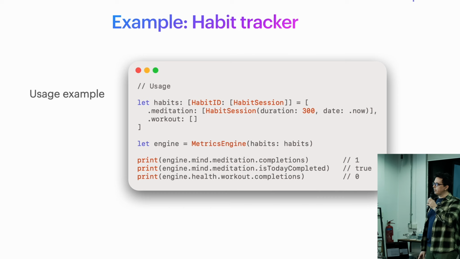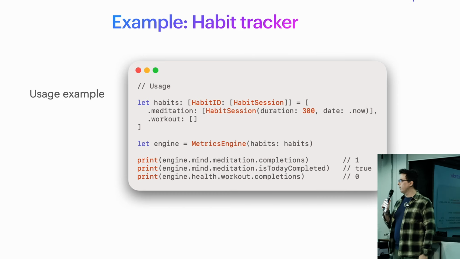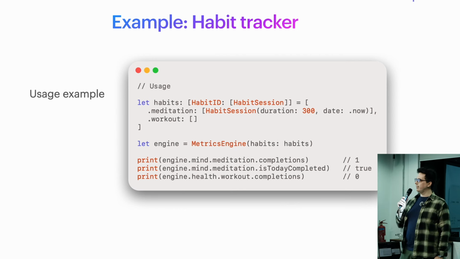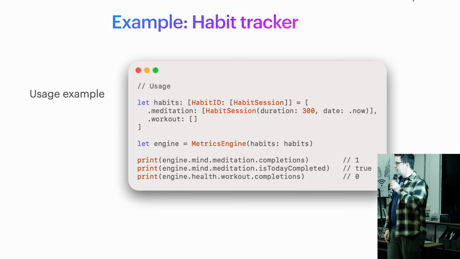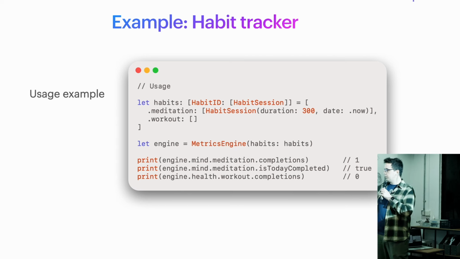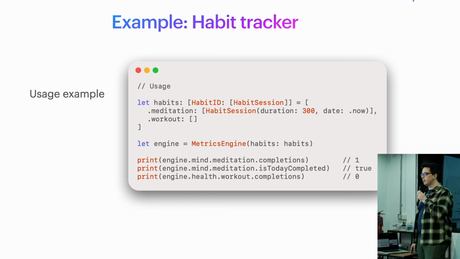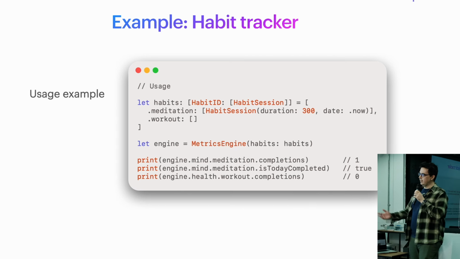And now we can use it. For example, we initialize a meditation session that we put in our meditation category, and an empty array of workouts. And we initialize an engine with those habits, and we can start printing engine.mind.meditation.completion, for example, which would be one in that case. .isTodayCompleted would be true because the date is now, and .workout.completion would be 0 because we don't have any workout in this example.